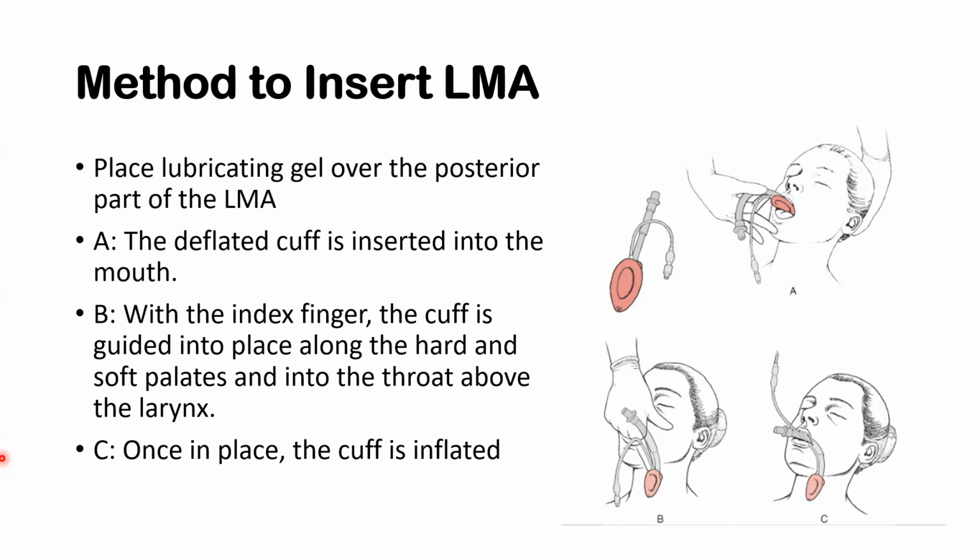So now let's do it. Okay, first we put lubricant over the posterior portion of the LMA. Make sure your LMA is fully deflated. Then you insert, you hold it like a pencil. People say hold it like a pencil. Then you open your mouth and you insert it.